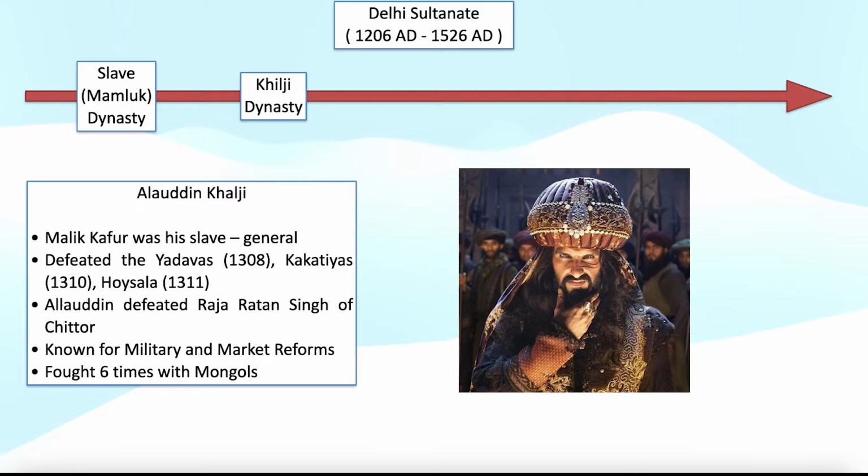When it comes to the military, there was the Dag system and the Chehra system, which was a kind of identity card for the soldiers. So these different reforms were introduced by Alauddin Khilji. He fought with the Mongols 6 times.